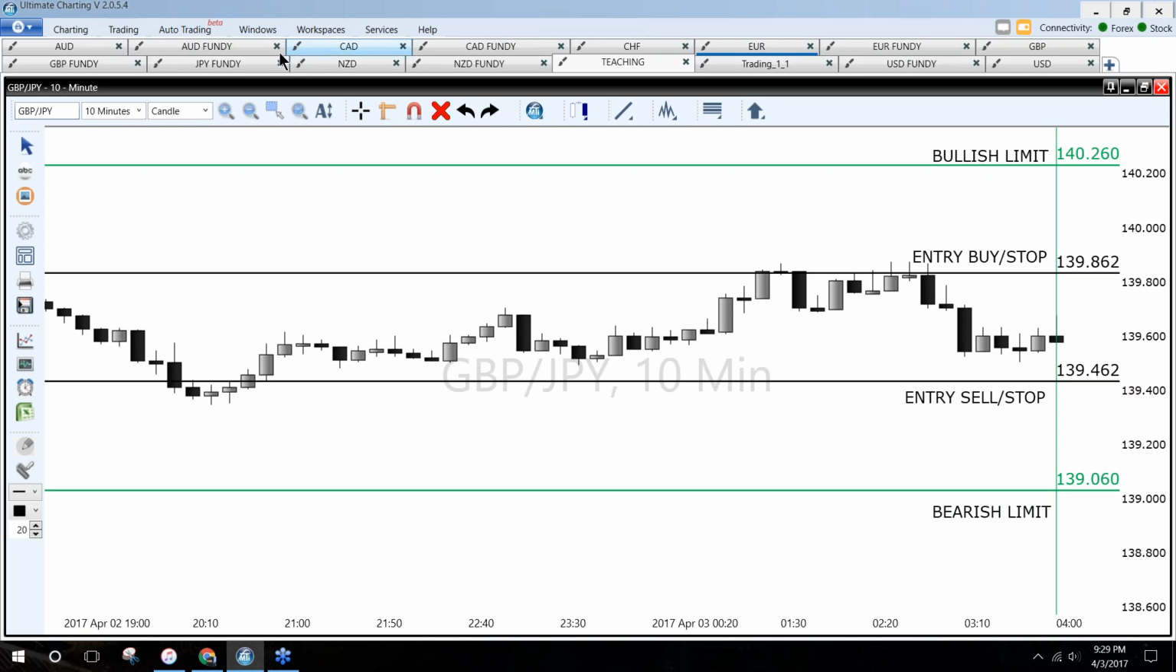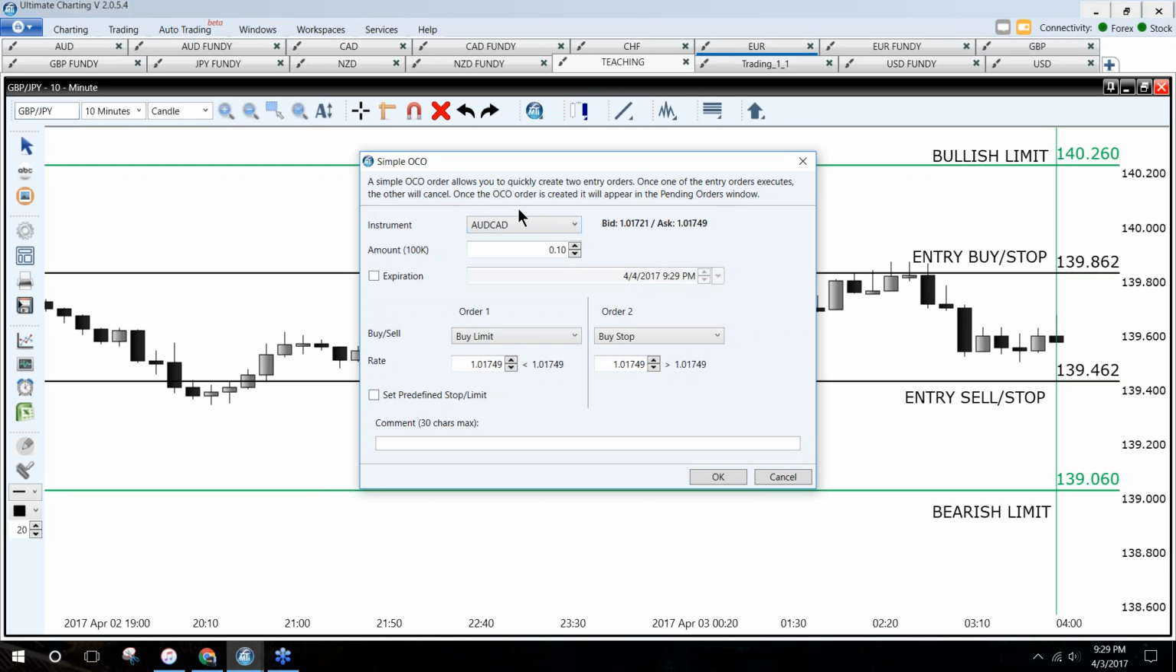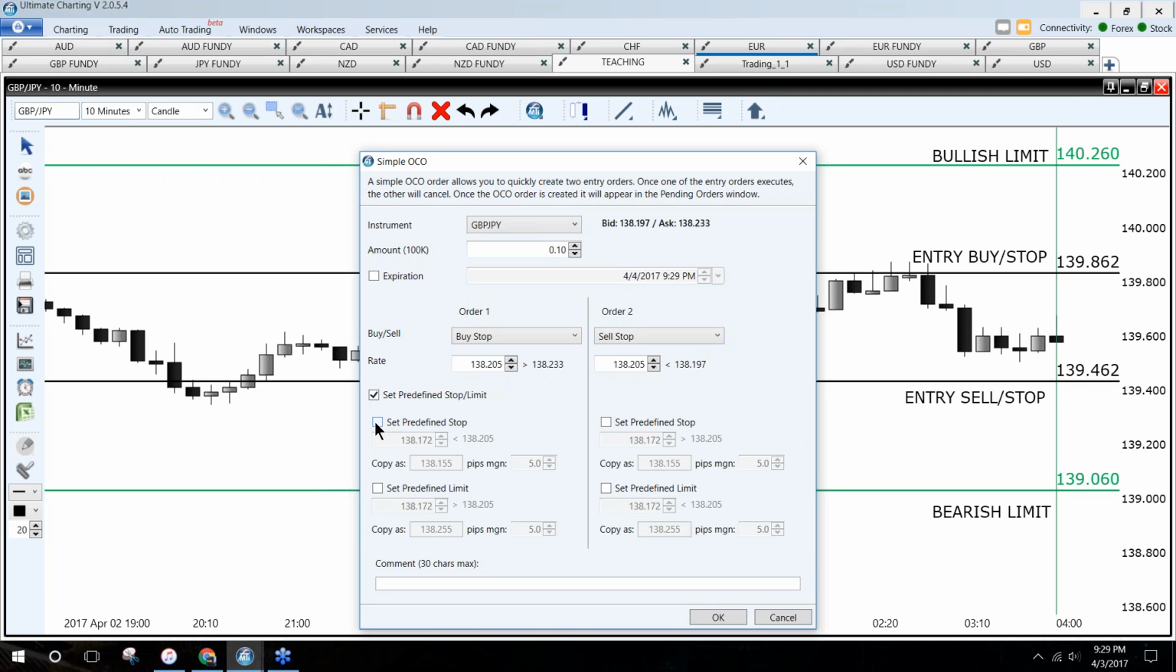In this case, I would go up here to trading, create my OCO, a simple OCO, and then in the OCO window, I'm going to select my currency pair. In this case, this would have been the pound yen. Then I put in my lot size according to what I felt comfortable with as a trader, what did not violate my equity management. Then I selected entry buy stop from the list and entry sell stop from the list, because my buy stuff I want to fill out over here on the left and my sell stuff I want to fill out over here on the right. And I gave myself the ability to have a predefined stop loss and limit for both of these.